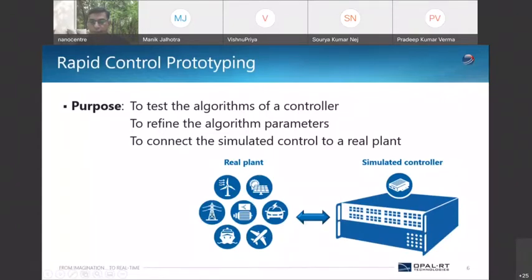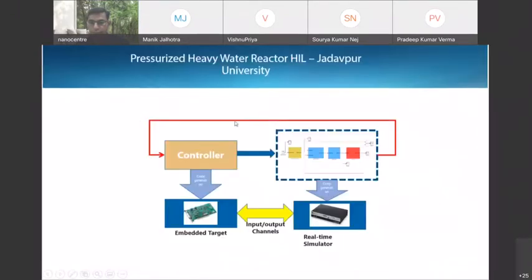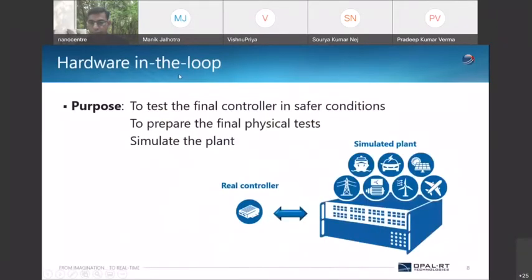So if in that case we just say that okay, I do not have a real plant, but yes, I have the FPGA with me or any DSP board. Can we do that thing also? So yes, the vice versa condition to RCP is also possible, and this is what is called hardware in the loop.